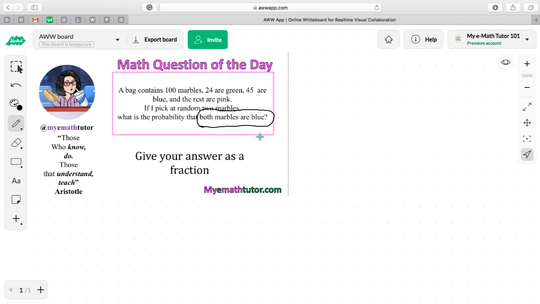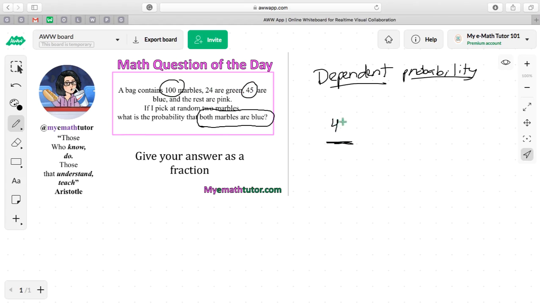Now, because I'm picking both marbles, this is what we call a dependent probability. What that means is that because I grab one marble and then I grab the other one at the same time, right? If I want to see the probability of the first one that is blue, it's going to be equal to what? Well, I know that in total I have 100. I know that 45 are blue, so this is going to be 45 over 100 times, because when you're talking about the probability that you have a blue, and you have the word and, that means times.